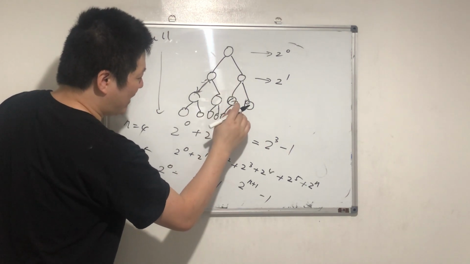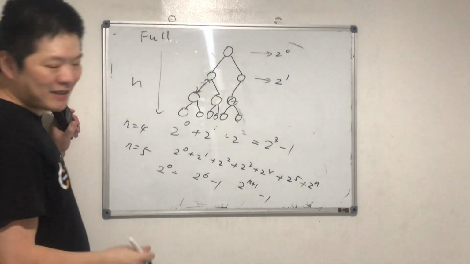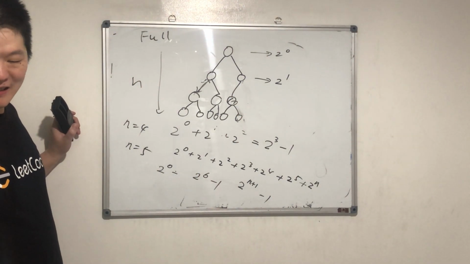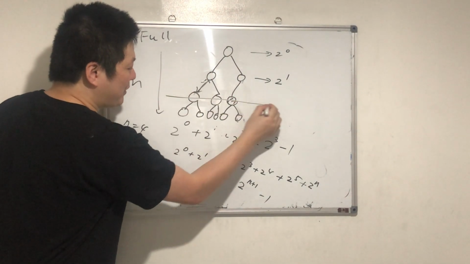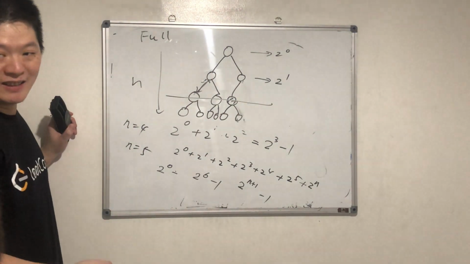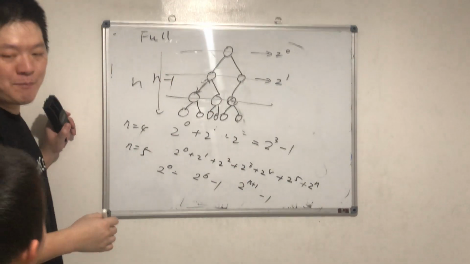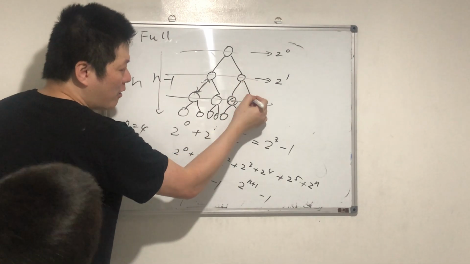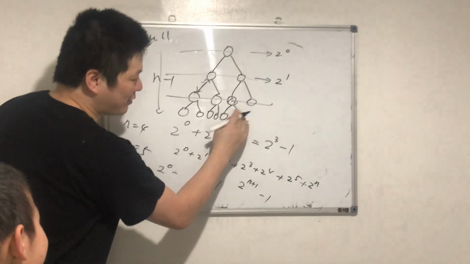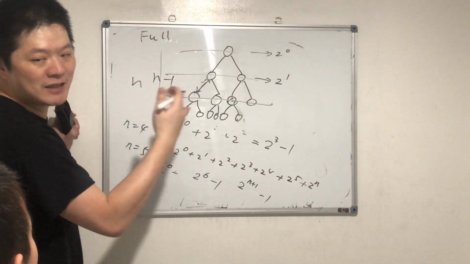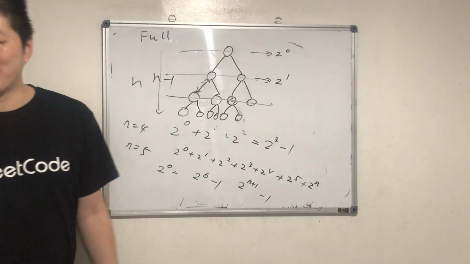Is this one? No, because every level has to be full except the last one. The first n minus 1 levels, all the nodes have to be occupied except the last one. And even the last one has to be on the left hand side, as far left as possible.